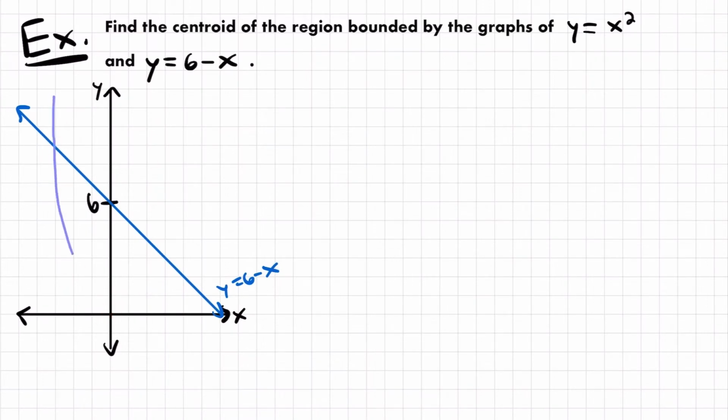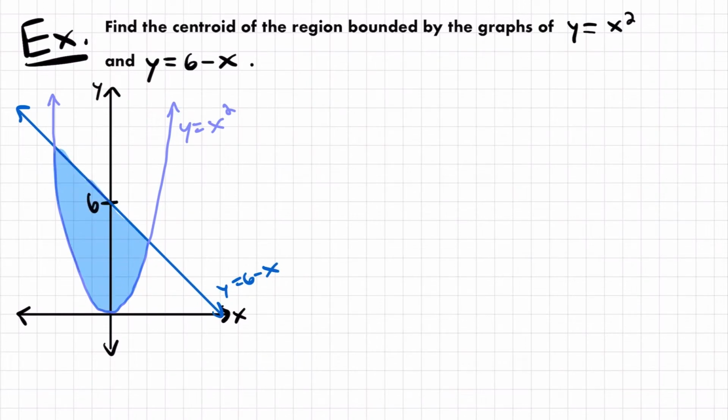And so that parabola will look something like this. That is going to be y equals x squared. And so now you can see that the region bounded by these two functions is this region right in here. And so I'll shade that region in. We want to find the centroid, or the center of mass, for this region right here on our coordinate plane.